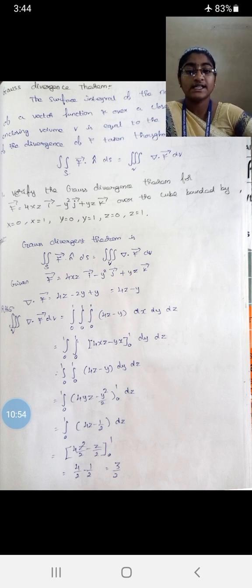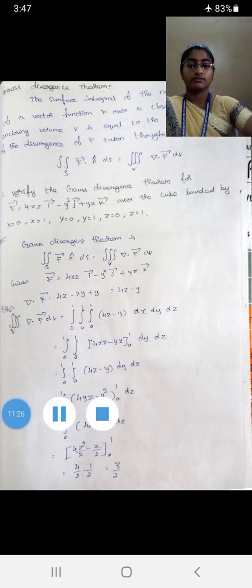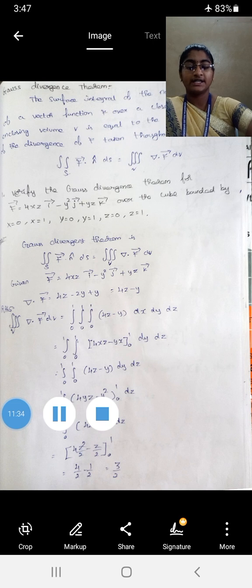Now we have to substitute this in Gauss divergence theorem. That is, triple integral V del dot F vector into dv, that is triple integral 0 to 1, where the value of del dot F vector is 4z minus y. Since dv has 3 limits, we can substitute dx, dy, dz. Now we solve with respect to x. So we get 4xz minus yx with the limit 0 to 1. When we substitute the upper limit 1, we get 4z minus y into dy dz.